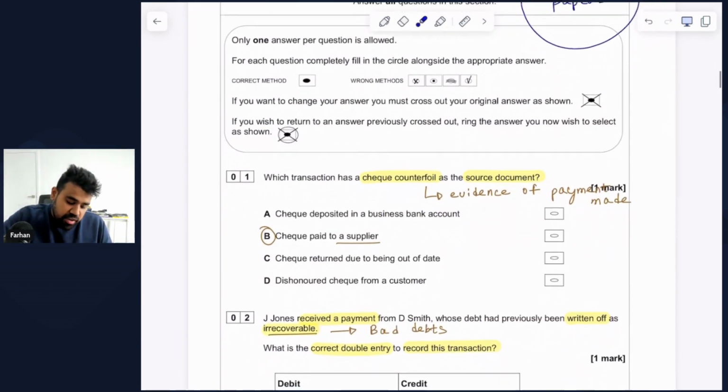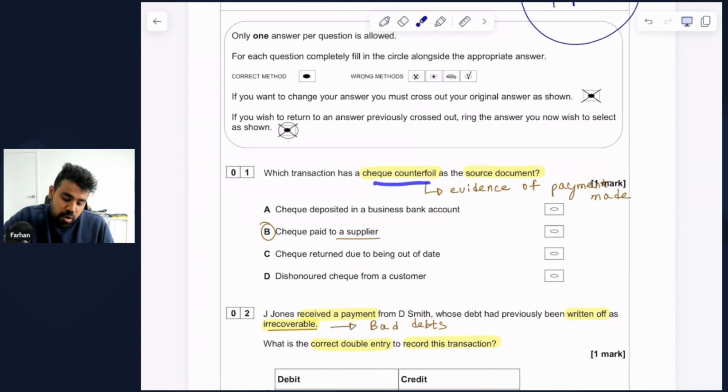We're going to start with question number 1 now. Which transaction has a check counterfoil as the source document? Now, the check counterfoil refers to evidence of any payment that has been made to someone outside of the business.